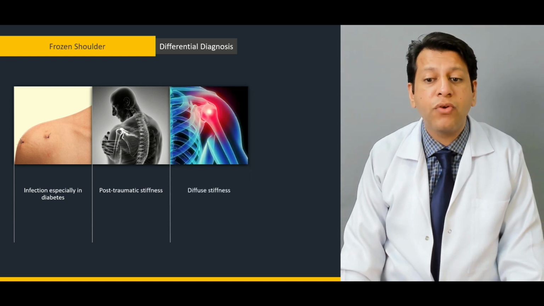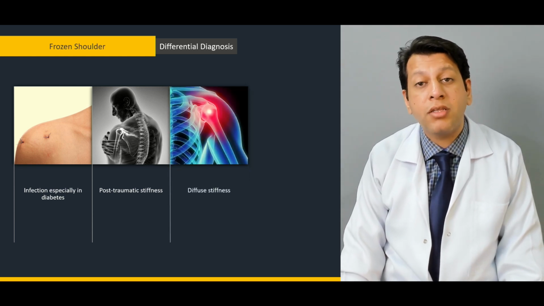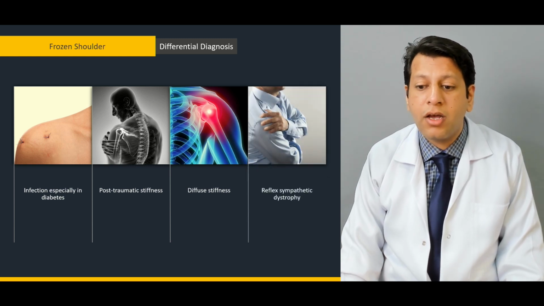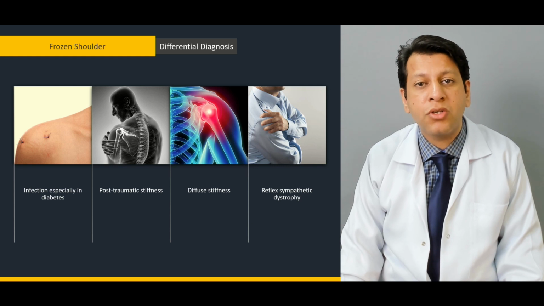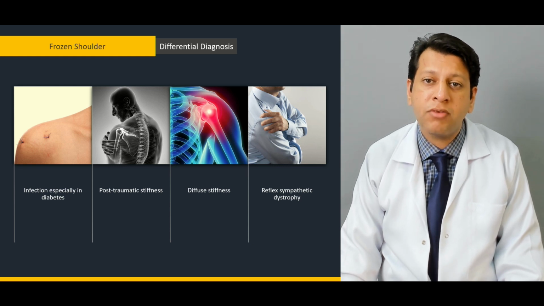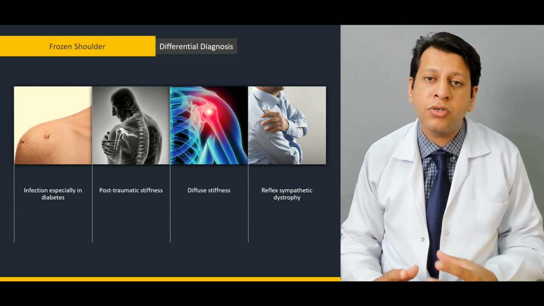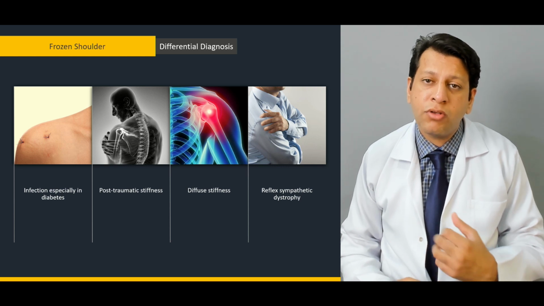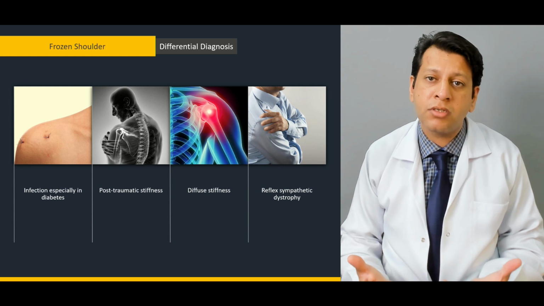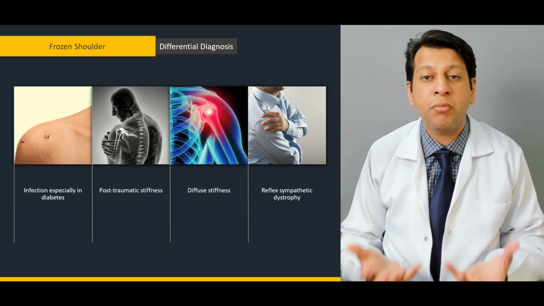Or it could be diffuse stiffness, which may be associated with some other underlying fibrinous disease. Or it could be reflex sympathetic dystrophy. The pain over the shoulder may be diffuse and would be problematic, and the patient will not be moving his or her shoulder joint due to the pain. So when you're trying to passively move them, it also actually hurts. So that's why the patient resists the movement of the shoulder joint, even passively.